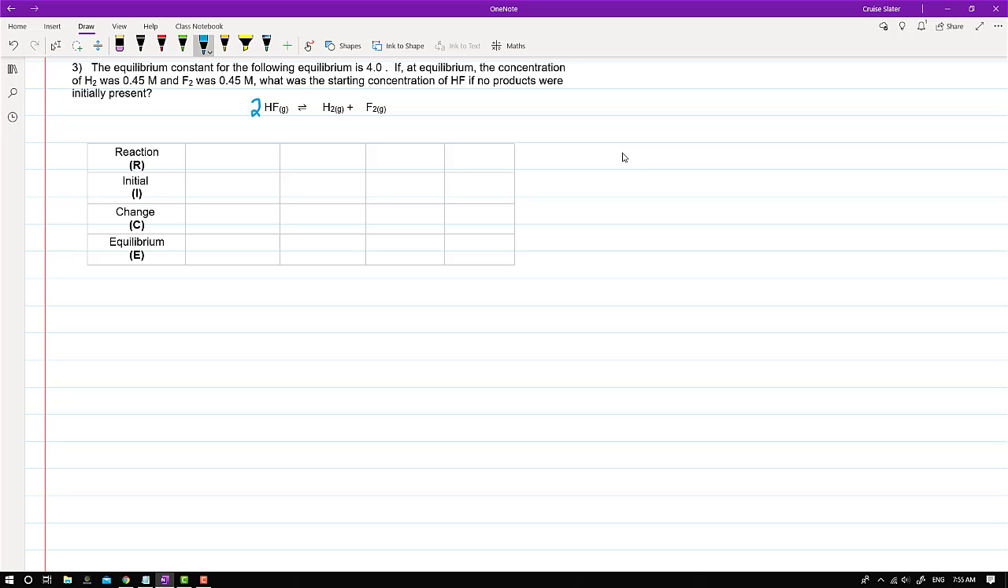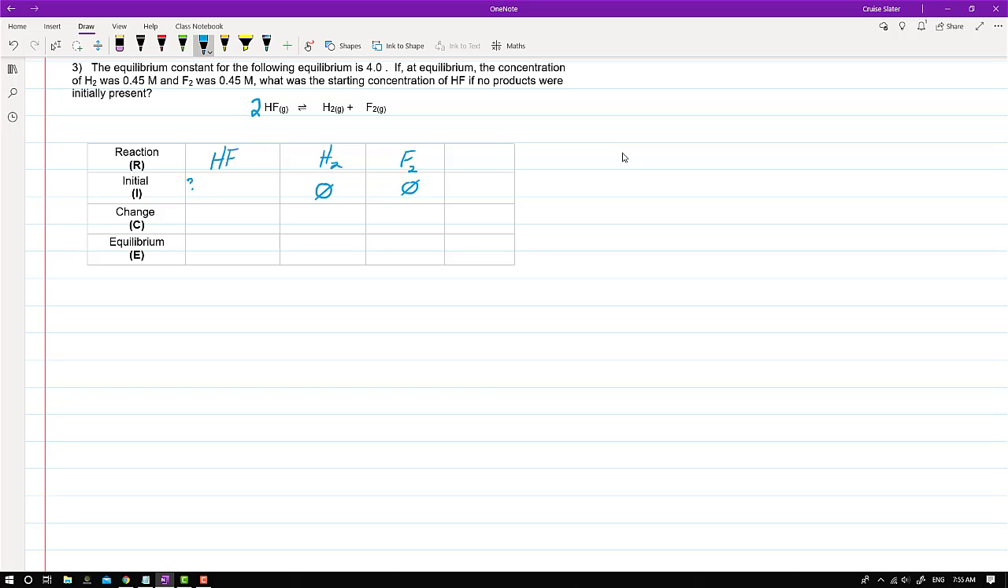Next, we want to move in to filling in the rice table. So let's put our hydrogen monofluoride, our hydrogen gas, and our fluorine gas in as column headers, just to keep our data nice and clean. And then we're going to put in our initial concentrations. Okay, it says we are looking for the starting concentration of HF. That's what we're looking for. If no products were initially present, so that's 0 and 0. Okay, so those were initial concentrations. I got that from that line right there.